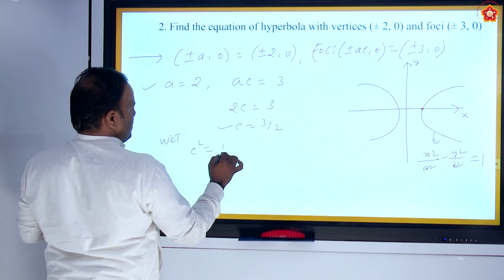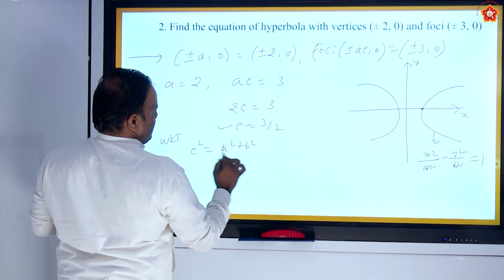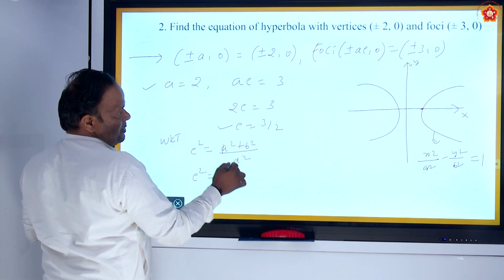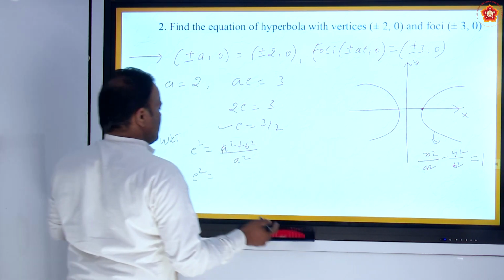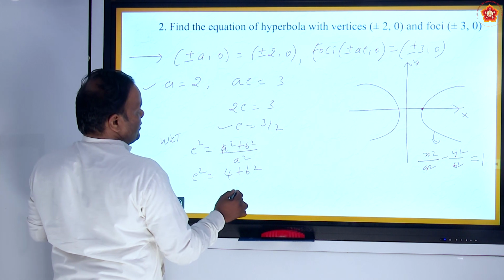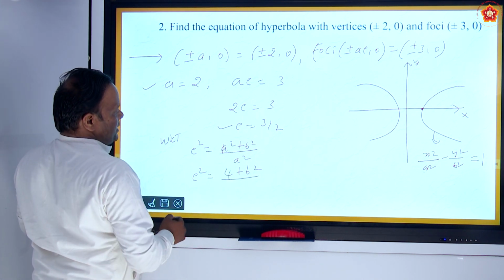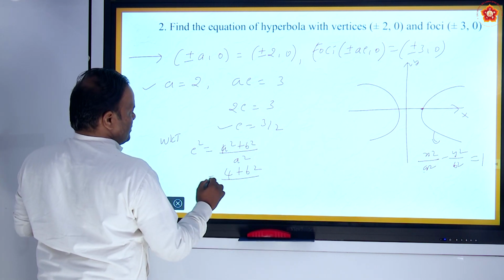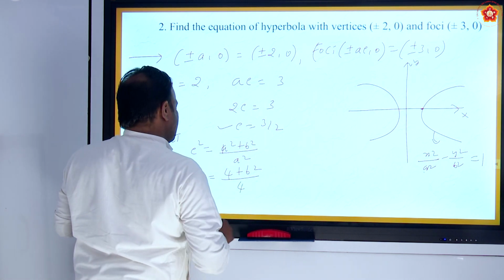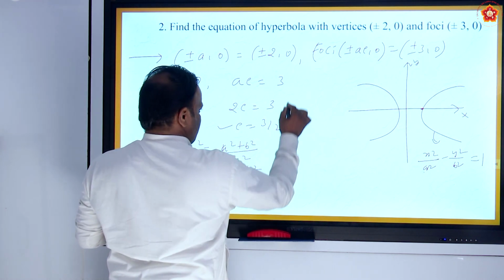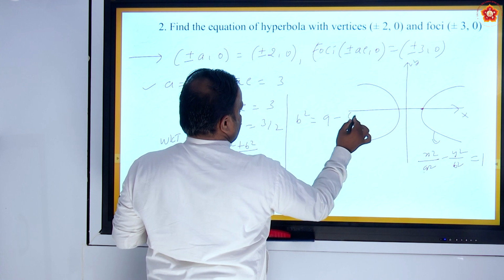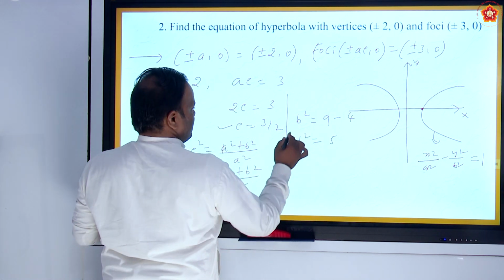We know that e square is equal to a square plus b square by a square. Once again the eccentricity formula: e square is equal to a square plus b square dividing by a square, in the hyperbola x square by a square minus y square by b square equal to 1. A square is 2 squared, which is 4, plus b square as it is, we have to find b square, whole dividing by a square. We know e also. e is 3 by 2, whole square is 9 by 4. What is a square? Again 4. Take 4, this 4 gets cancelled. So directly b square is equal to 9 minus 4. So b square is equal to 5.